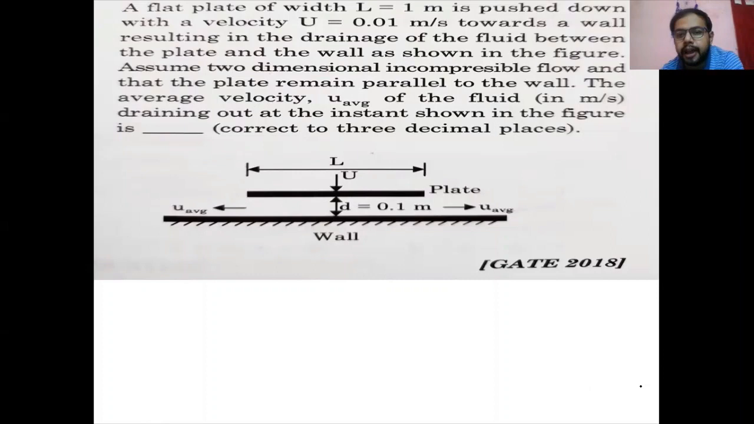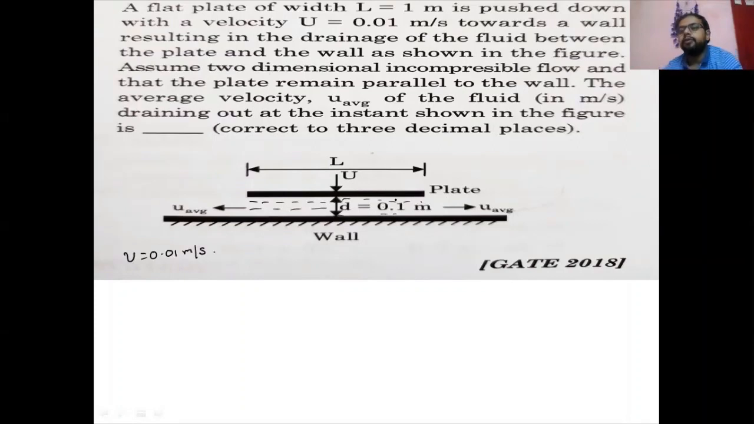This is another kind of problem given to you. Here you see one flat plate. This is the plate which is falling down, or the flat plate is pushed over the liquid. In this place there is liquid. Now the plate is moving downwards with the velocity u equal to 0.01 meter per second.